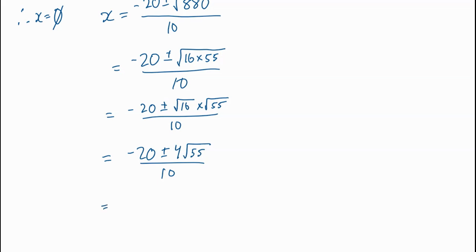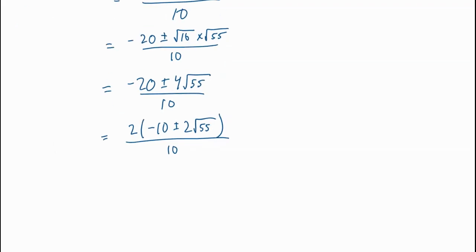So I'm going to factor out a 2. 2 is the biggest one that we can do. So minus 10 plus minus 2 root 55. You could factor out a 4 from the top, but 4 won't divide into 10. And then the 10 and the 2 divide. And that's our final answer.